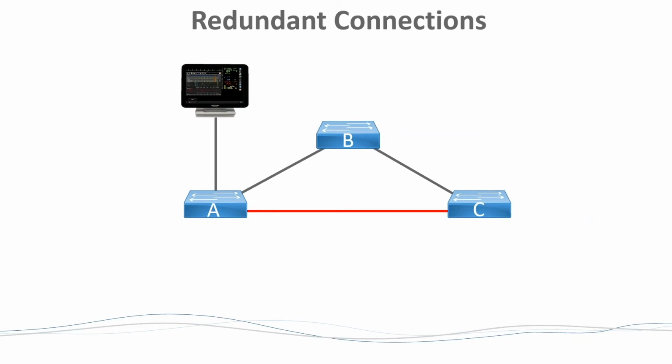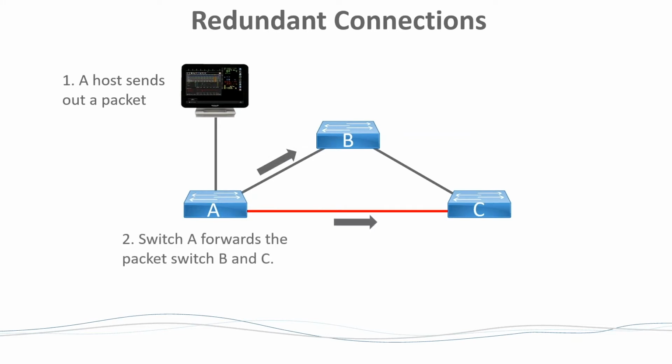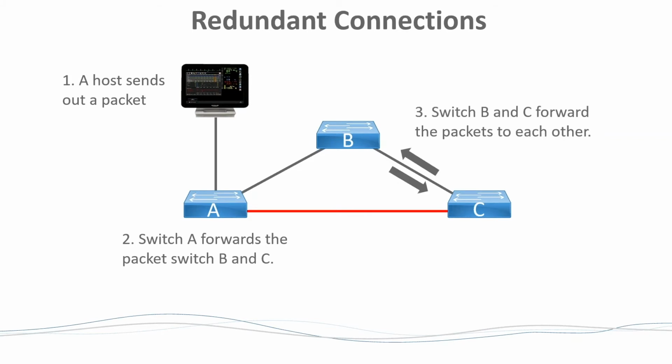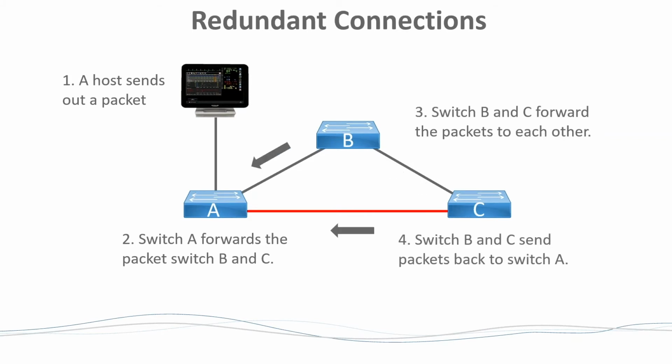But this is what's going to happen. One of those nodes, they're all going to do it, but we'll just show you one. One of them is going to send a host packet out. The way switching works, switch A is going to send it to B and C. Then guess what happens? B and C send it to each other, and then guess what they do? Oh yeah, back to A.